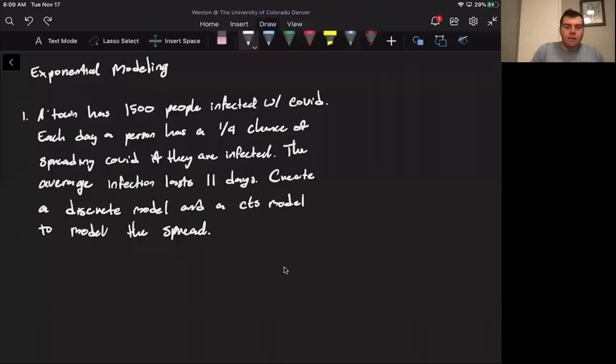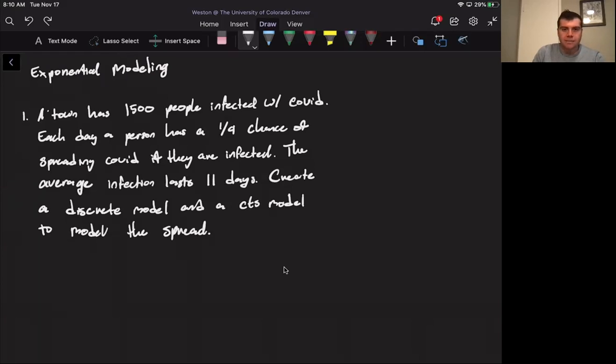Okay, in this video, I'm going to go over two examples of exponential modeling. So this first problem, we have a town with 1,500 people infected with COVID, and each day a person has a 1 in 9 chance of spreading COVID to someone else. We're also going to assume that the average infection lasts 11 days. So this problem prompts us to create a discrete model and a continuous model to model the spread of the disease.